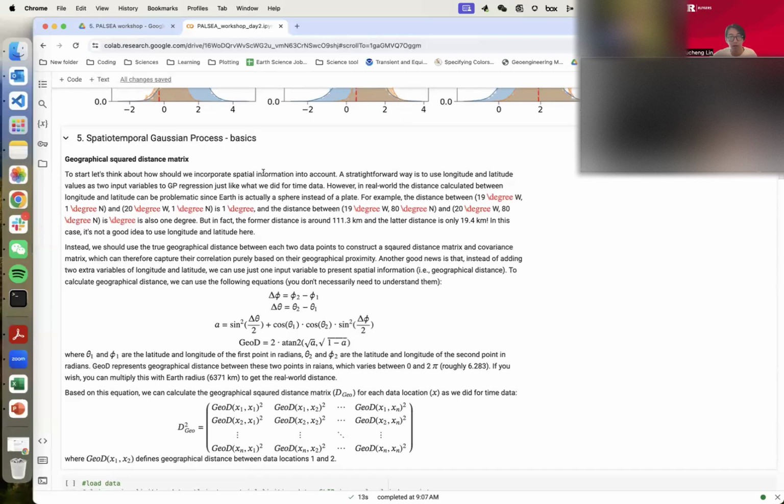On our notebook here, we talked about calculating the square distance function yesterday for the temporal Gaussian process. So now it's quite straightforward that if we can calculate the square distance function spatially, we can do some Gaussian process spatially as well.